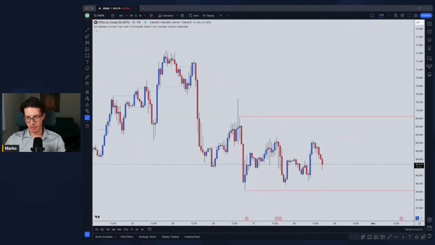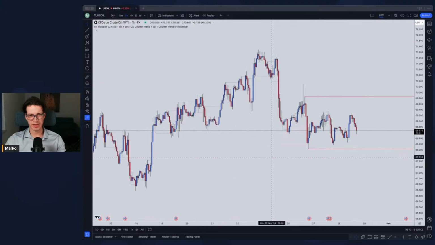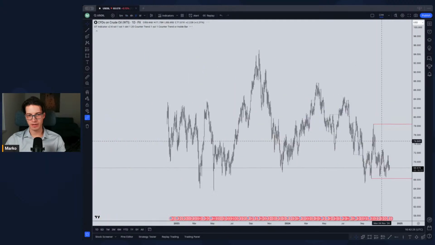The chart is not clean at all. Super choppy. I like clean charts. So I tend to avoid even analyzing, even breaking down US oil. Yeah, not really worth it. It's just kind of doing nothing.